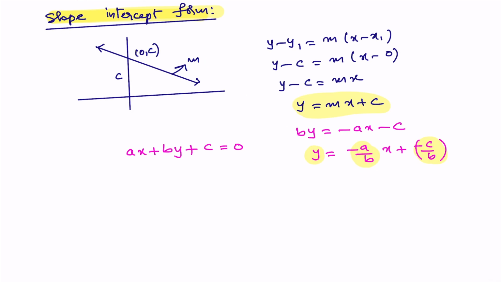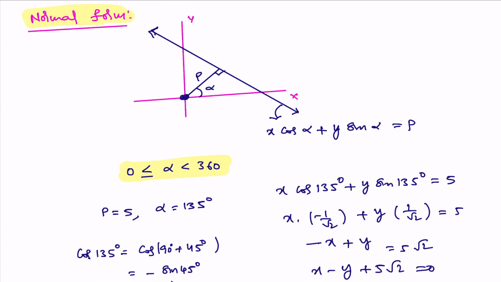What is slope intercept form? For a line, when the y-intercept is given and its slope is known, then to find the line equation, the formula is y equals mx plus c. What is normal form of a line? To find a line equation, we use normal form when the line is at a perpendicular distance p from the origin, and the perpendicular makes an angle alpha. Then to find that line equation, what is the formula? X cos alpha plus y sin alpha equals p.